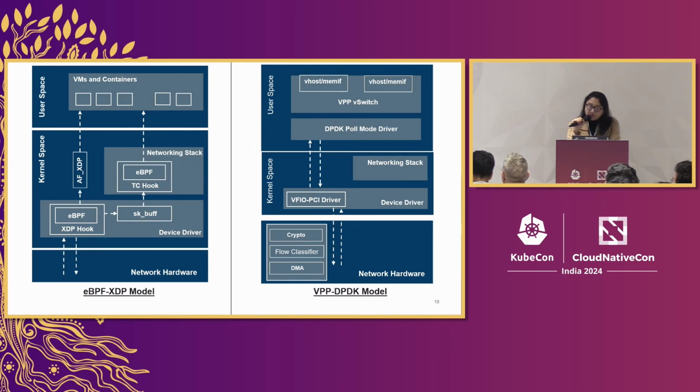Also, with the help of DPDK, you can use accelerator units provided by specialized hardware like crypto, flow classifier, and DMA. So you can also send traffic to specialized hardware units where there are certain blocks present to perform specific operations and to accelerate those operations.